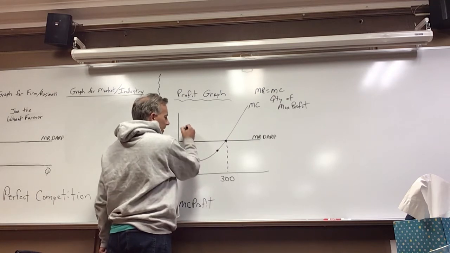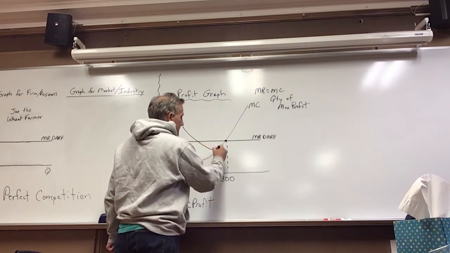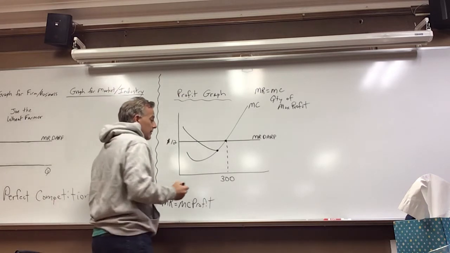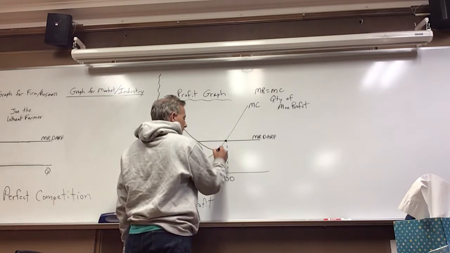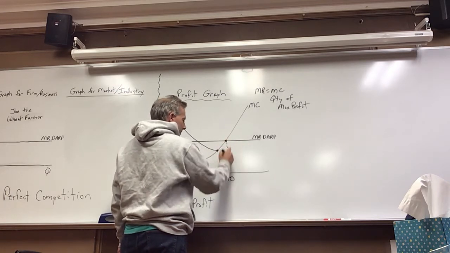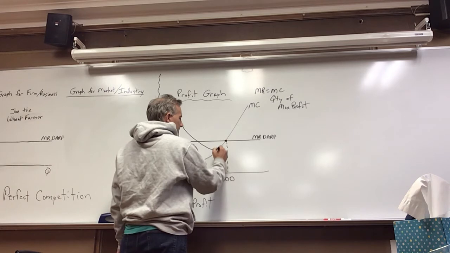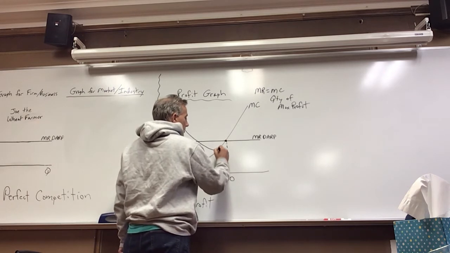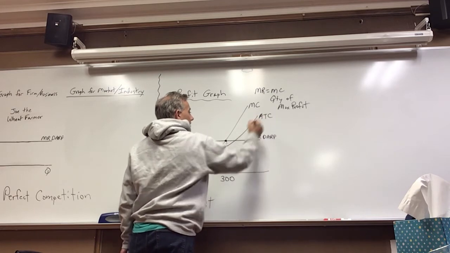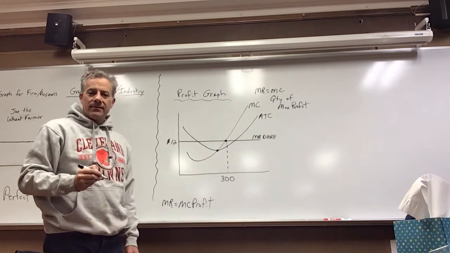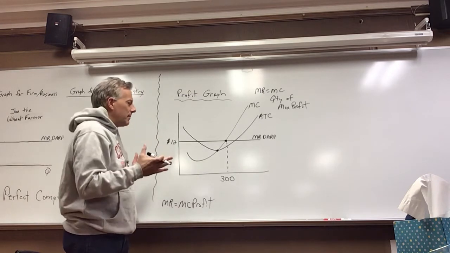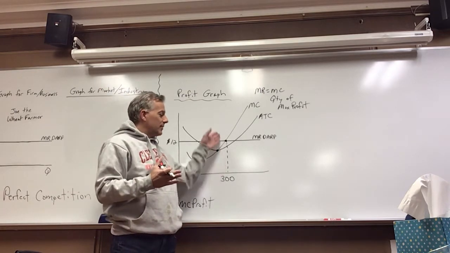So we're gonna draw the ATC and it looks like a smile. We come down. I'm gonna stop right there. Okay, after this point, I come up and just make sure that at this dashed line that goes below the price, and here's our ATC curve.